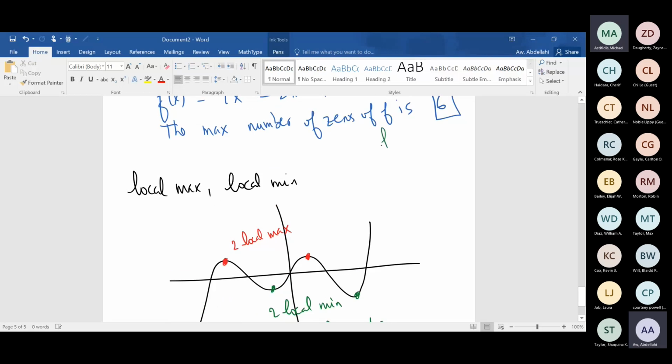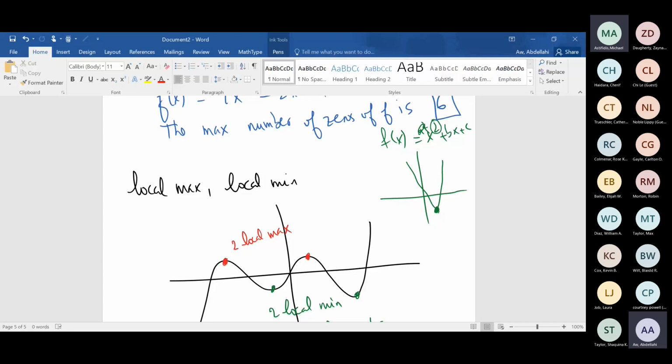f of x equal x squared, right? This is a parabola, right? How many extremum do you see? You see ax squared plus bx plus c. How many x squared are you going to see? Only 1, right? What is the degree? 2. You see, if the degree is 2, at the most you're going to have one local extremum. If the degree is 3, at the most you're going to have 2 local extremum.